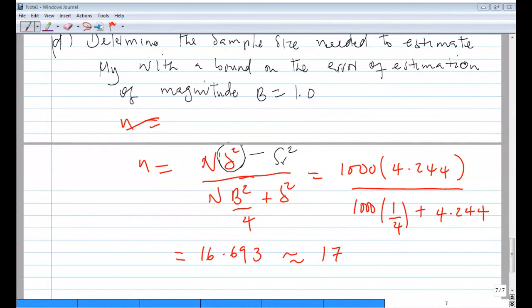Let's go to example 5.2a. It's on page 43.